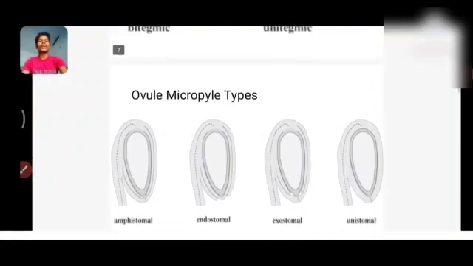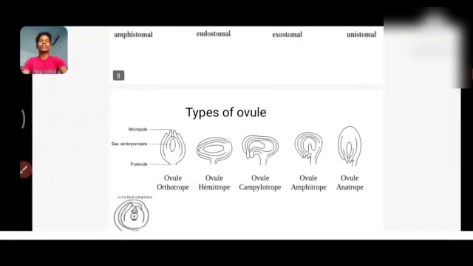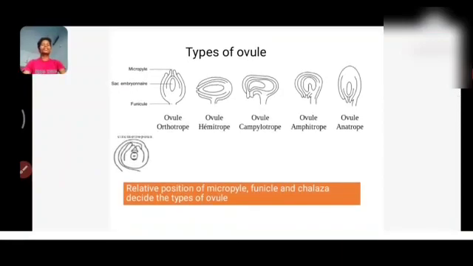Now we can go to the types of ovules. Here we are seeing 6 types of ovules. The ovules are divided into 6 types on the basis of the relative position of the funicle, chalaza, and micropyle. These are the types of ovules.